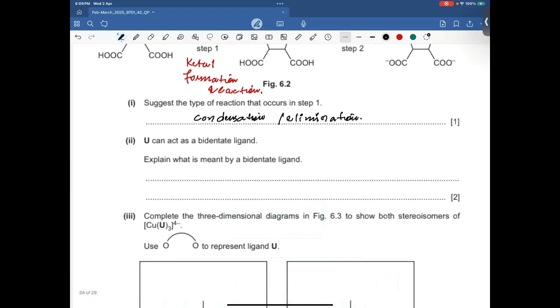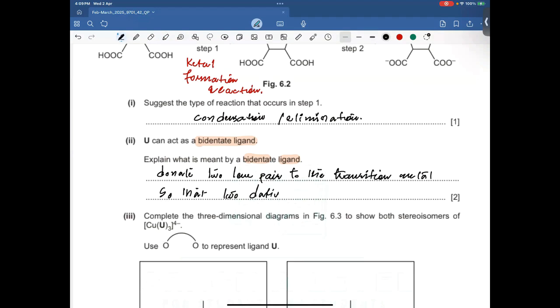U can act as a bidentate ligand. What is meant by the term bidentate? It donates two lone pairs to the transition metal ion, so that two dative bonds are formed.